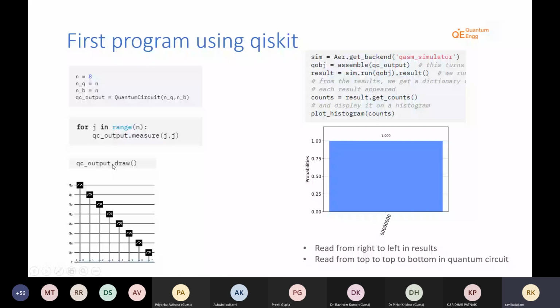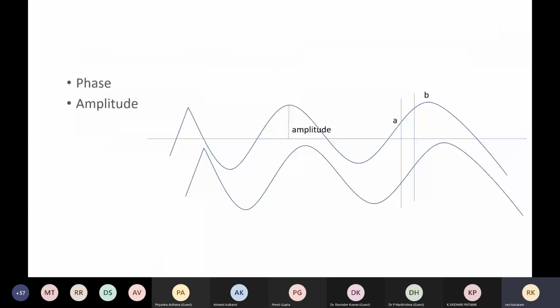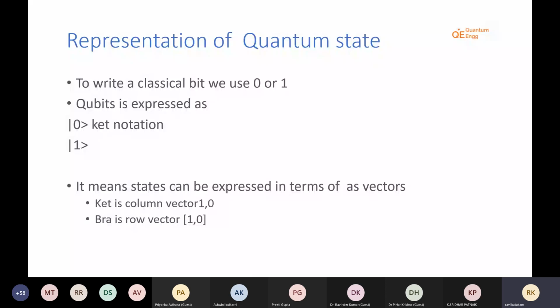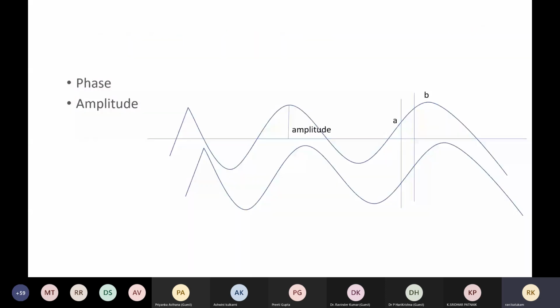So this is what I tried to explain, phase and amplitude. The words alpha and beta are called amplitudes, because we deal with these quantum systems as having a wave nature sometimes, and sometimes we see them as having a particle nature. So that's why this amplitude term comes into the picture. And there is a term called phase. In textbooks, people use two words: local phase and global phase.